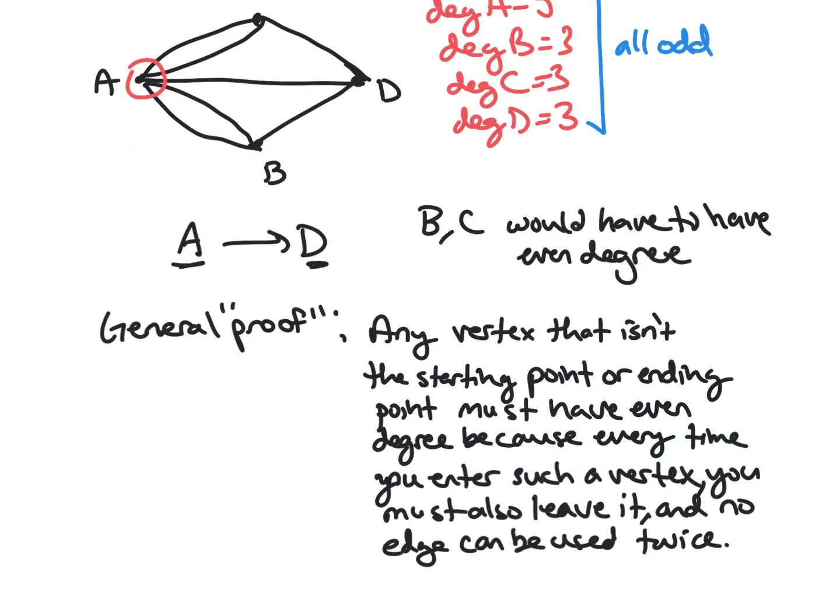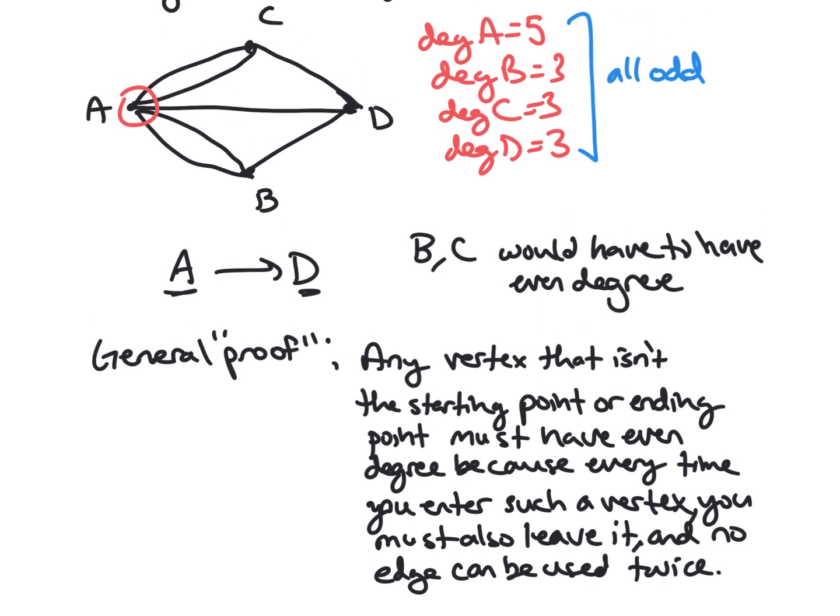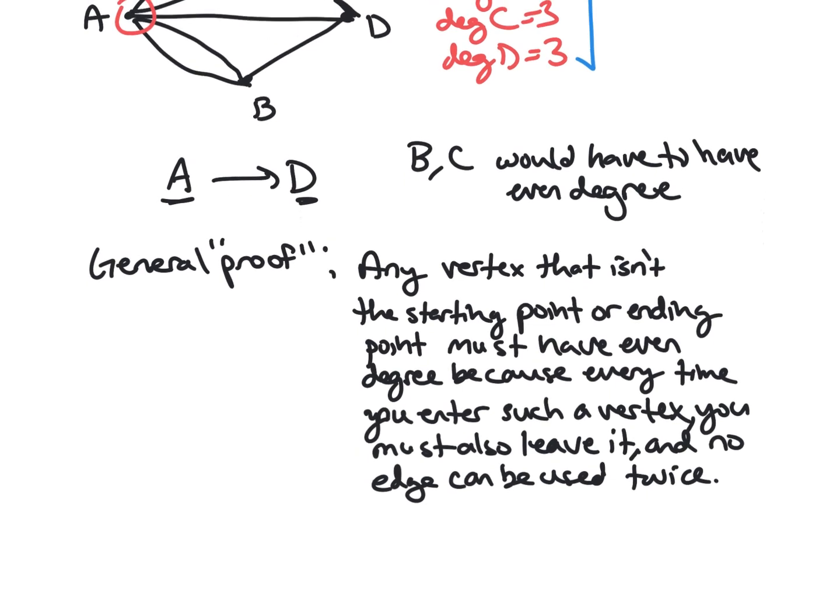So our general proof here, I say this in quotation marks because we don't really have the formal language to prove this very rigorously, is that any vertex that isn't your starting or ending point has to have even degree because every time you enter it, you must also leave it. And since no edge can be used twice, those are different edges each time, so they always come in pairs, and thus there must be an even number touching those vertices overall. And so with Konigsberg, all except for A, which has 5, are odd numbers, and so in this case, it's impossible to have such a walk.